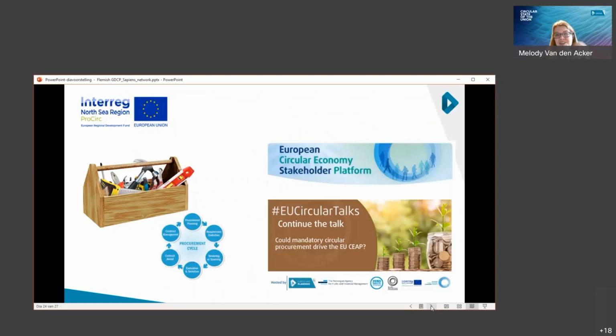Another thing we're doing, and I touched upon this earlier, is we're trying to create a toolbox to help these people with their circular procurement. We're trying to make minimum circular requirements also, for every step of the procurement journey to help these people, because there is really a lot out there already, but we have to make it more easily accessible. And we're also part of the European Circular Economy Stakeholder Platform Leadership Group on Circular Procurement. And so, for instance, recently we had an EU circular talk on whether or not these GPP criteria, these circular criteria, should be mandatory.